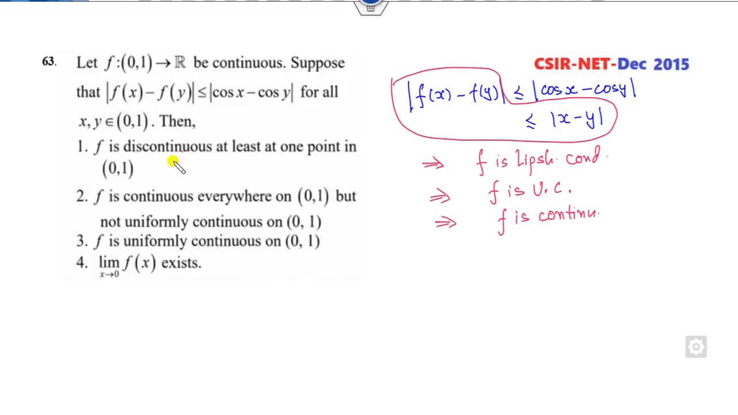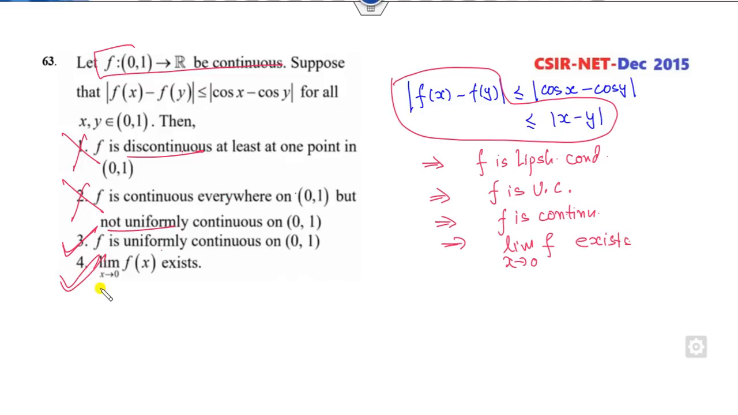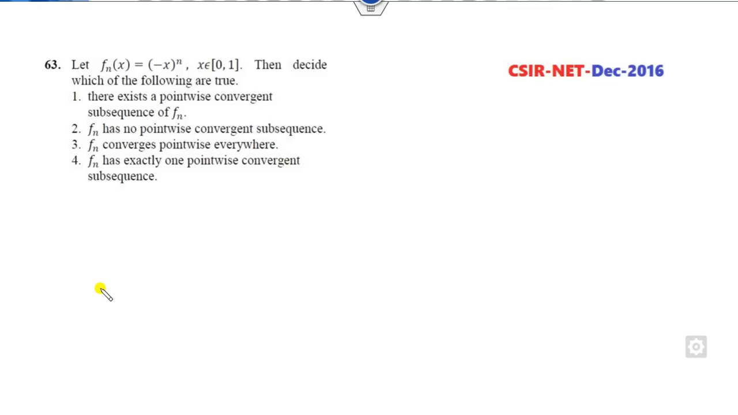Once f is uniformly continuous, f is continuous. So f is discontinuous, that's also a discarded option. It is already given that f is a continuous function. F is continuous everywhere on 0 1 but not uniformly convergent, cancel out. F is a uniformly convergent continuous, correct option. What is the meaning of continuous? Continuous on the interval, the limit always exists. Then only it will be continuous. So the right options are C and D.